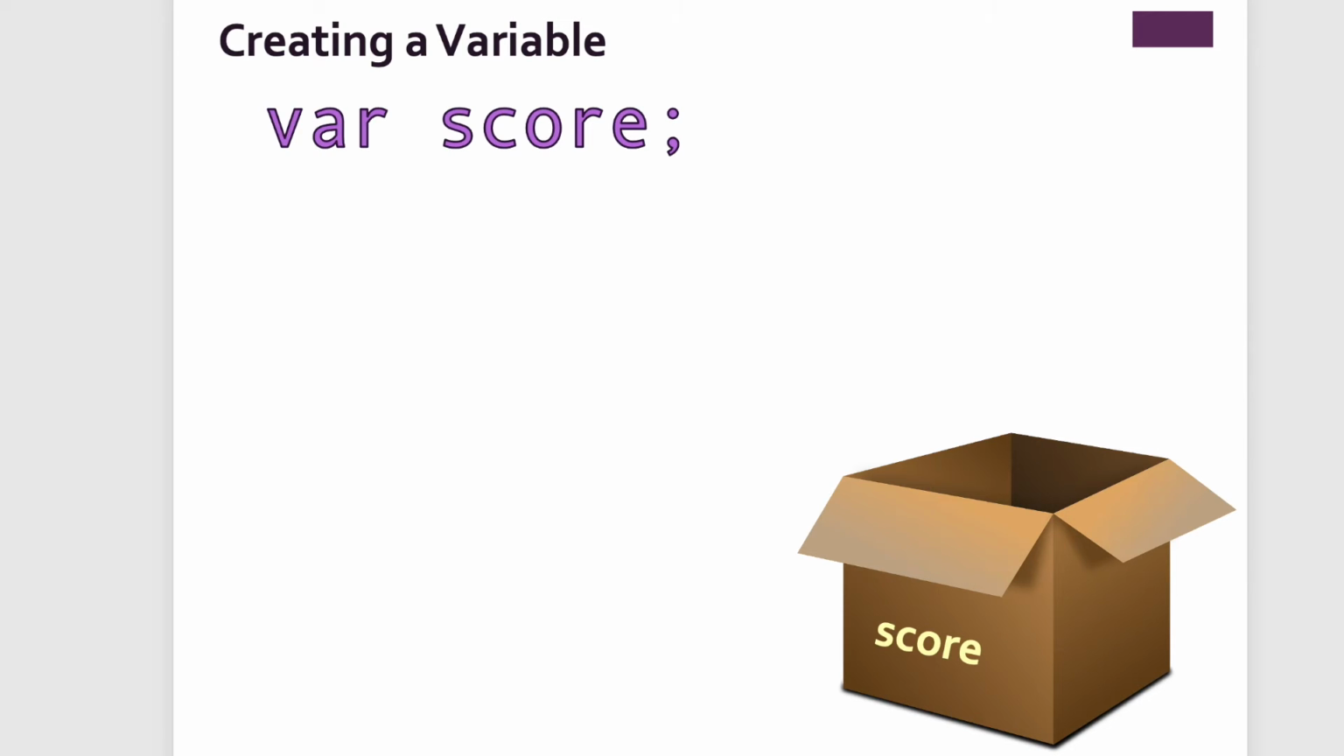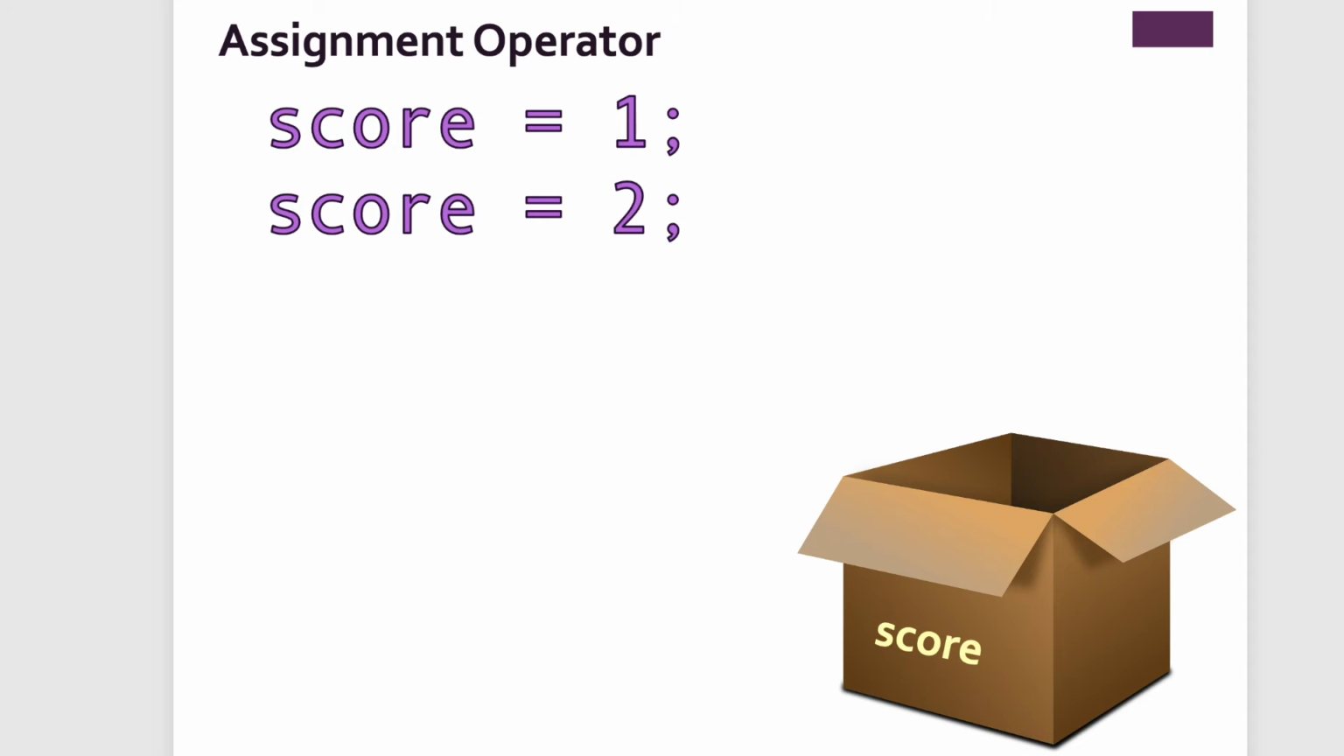We can also create a variable and initialize it at the same time. That means we create a variable, keyword var, we give it a name, whatever we're going to name the container, and we give it a value, in this case of 0. We can also change or update the value of a variable using the assignment operator. The assignment operator is the equal sign.